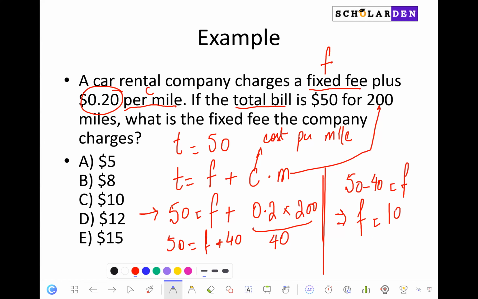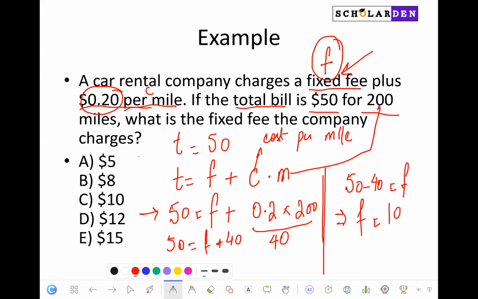Okay, so the first thing was identifying what is being asked. So we assigned a variable to this quantity, which is the fixed fee. Then we discovered that there is a cost per mile as well. So we assigned a variable for that, and we were given both the total bill as well as the number of miles that we have traveled. Using those, we were able to solve it.